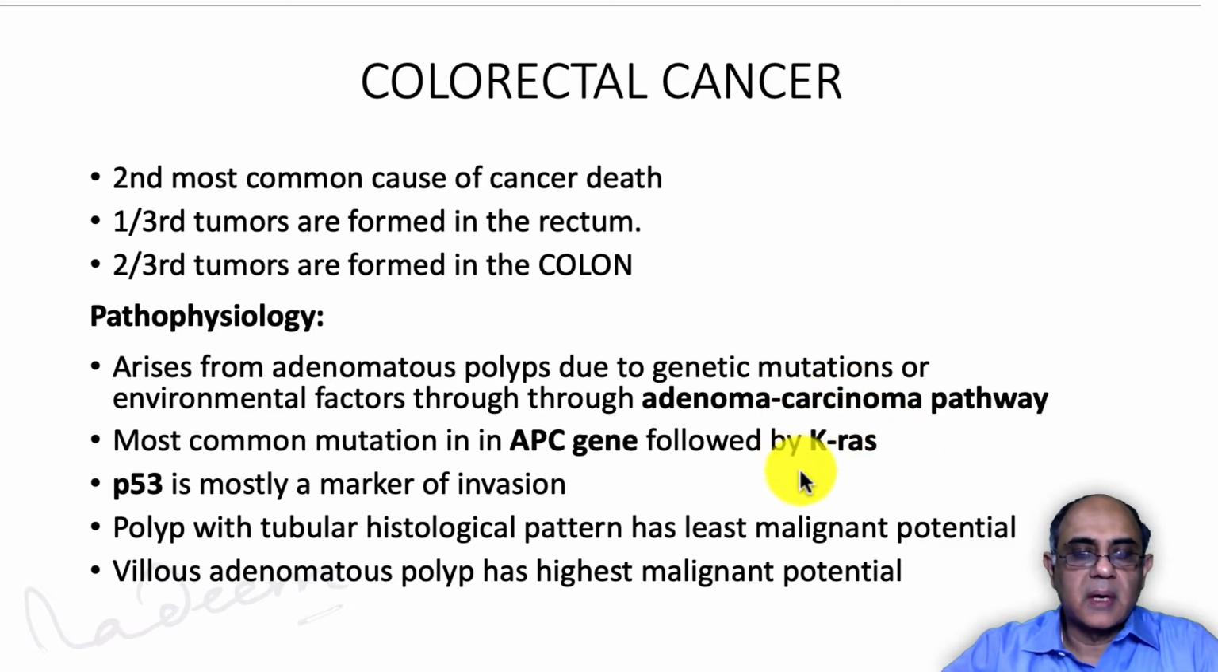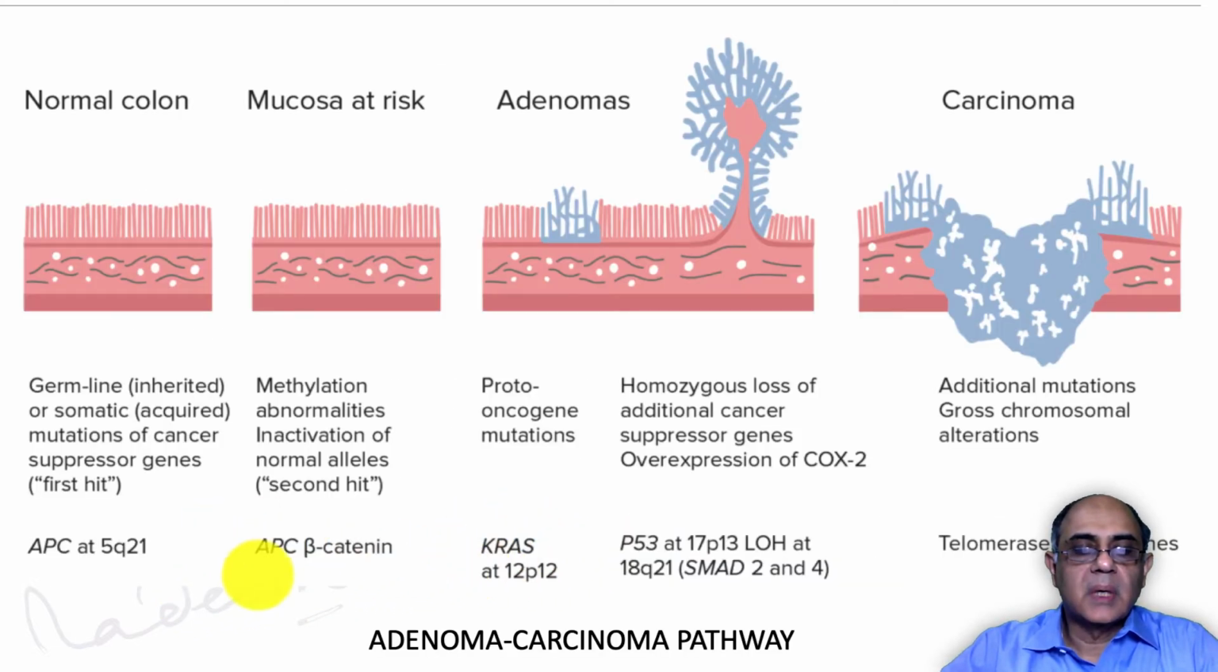Then comes the KRAS. It stands for Kirsten Rat Sarcoma. So this is also an initiating factor, another gene mutation which initiates this cascade. And then P53 proteins, if they are present, this shows the signs of aggressiveness of the tumor. The tumor is invasive. It always starts from small polyps, and these polyps can vary in different histological patterns, and the most notorious polyps are the villous adenomatous polyps. So this is the adenoma carcinoma pathway.